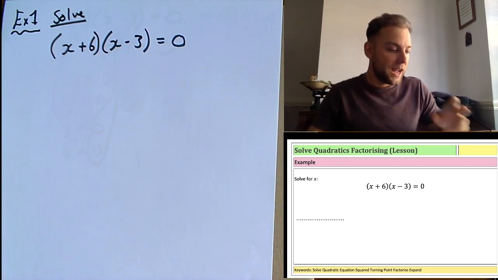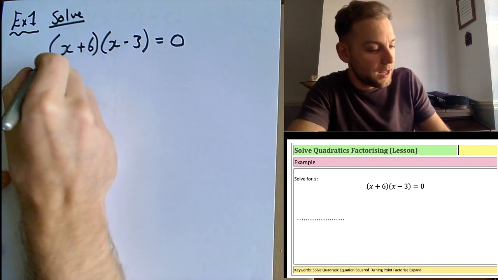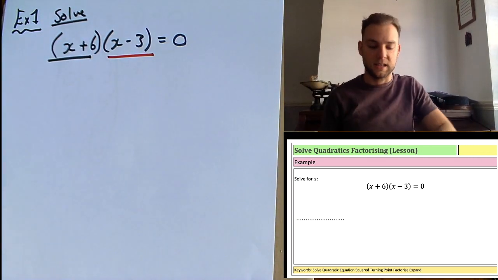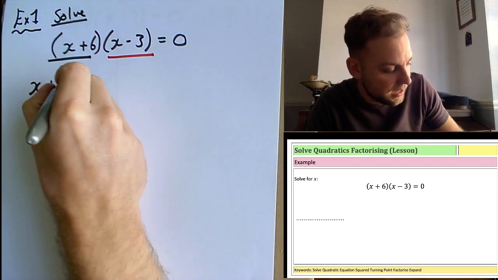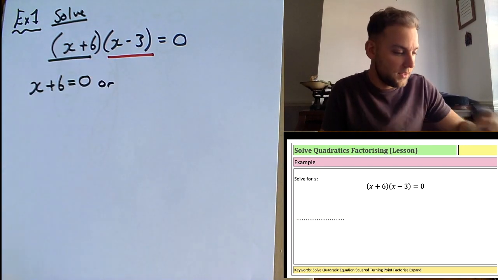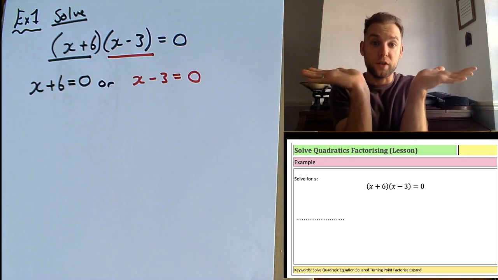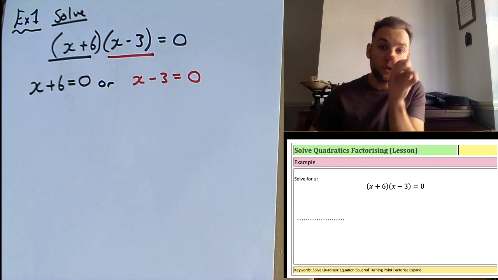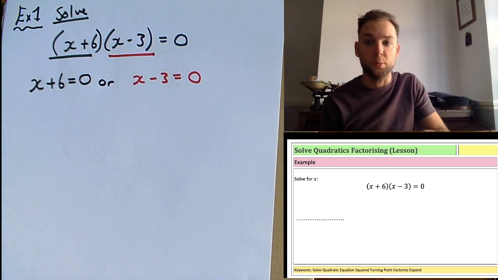Okay? Now, because I've got two things which multiply together to make 0, and I know that either this one here must be equal to 0, or this one here must be equal to 0, then what I can say is that x plus 6 is equal to 0, or the second bracket must be equal to 0. And that's because I've got two things which multiply together. So either my first one must be equal to 0 or my second one must be equal to 0. Okay? And then I solve these like a normal equation.